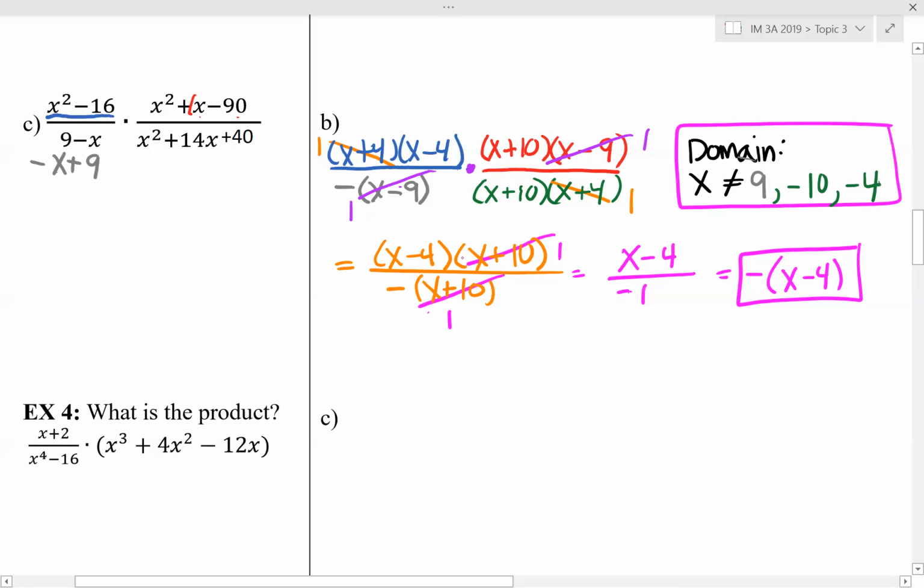Either way, we will end up with the answer negative times the quantity x minus 4, where the domain is restricted to all real numbers except for the 9, negative 10, and negative 4 that create a 0 in the denominator.